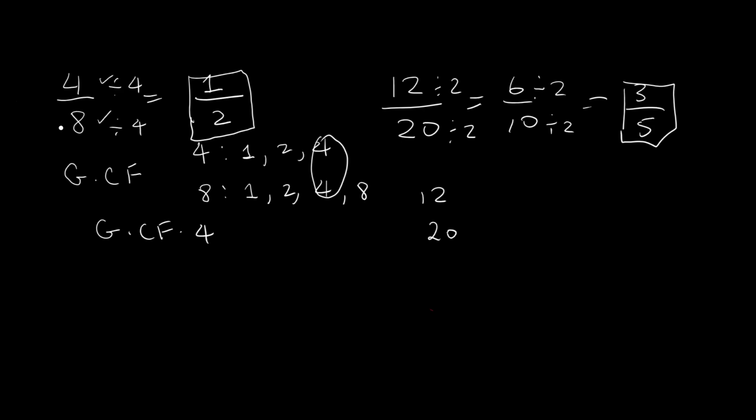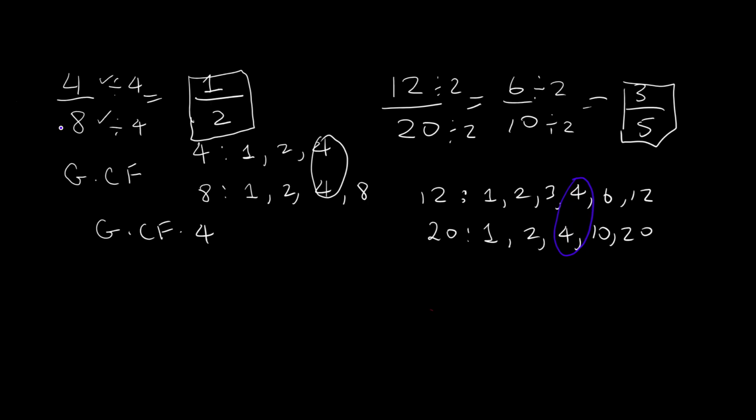The best method so far is to just find the greatest common factor. So for 12 we have 1, 2, 3, 4, 6, and 12. For 20 we have the factors 1, 2, 4, 5, 10, 20. So far we can see that the greatest common factor is 4. It appears in both 12 and 20. So this is the greatest common factor.